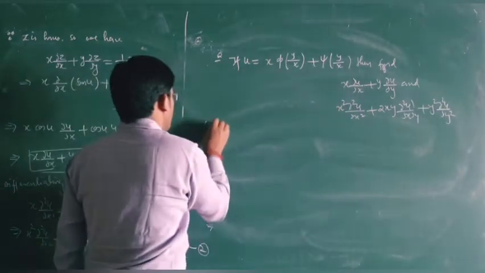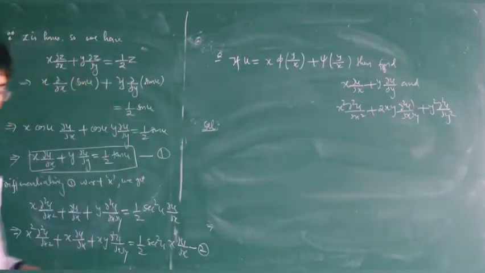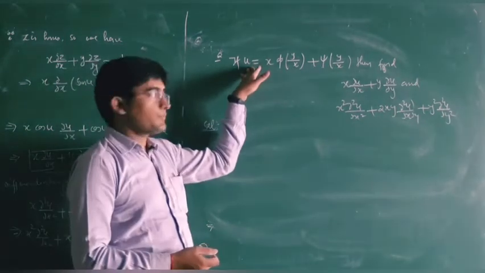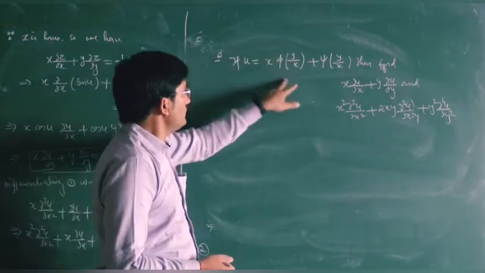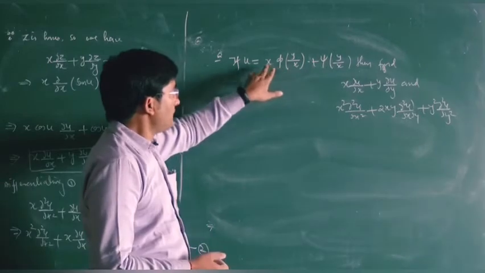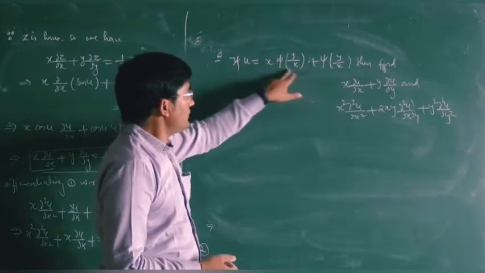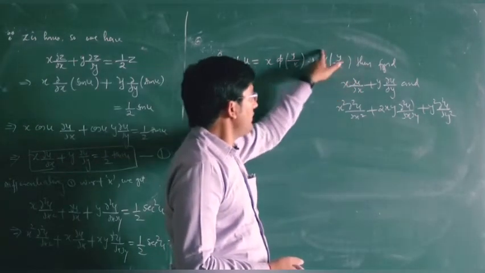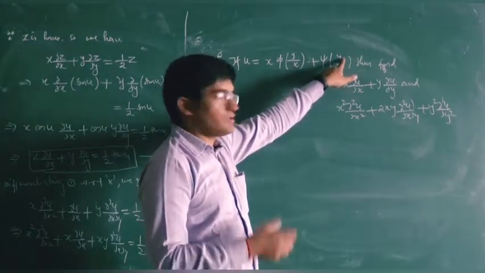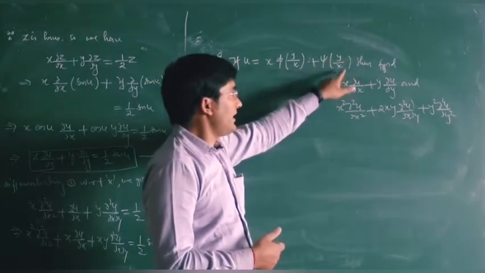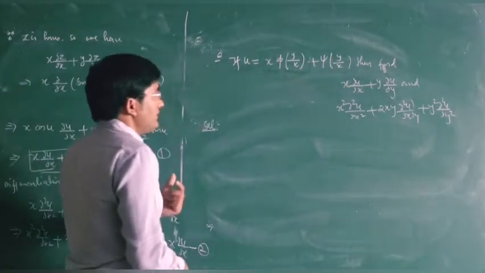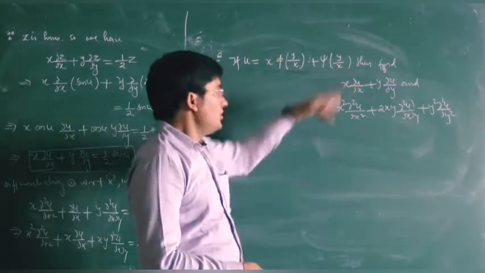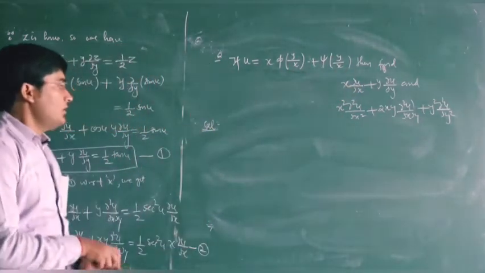So solution, here you can see that our u is not homogeneous. For the first part, the degree is 1 because we have x power 1, and the second part has degree 0 because the function of y upon x has degree 0. So the first part has degree 1 but the second part has degree 0, so your u is not homogeneous.